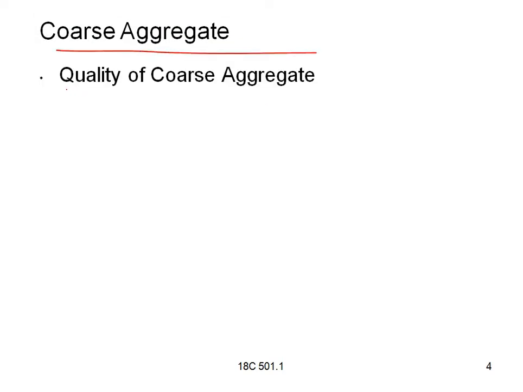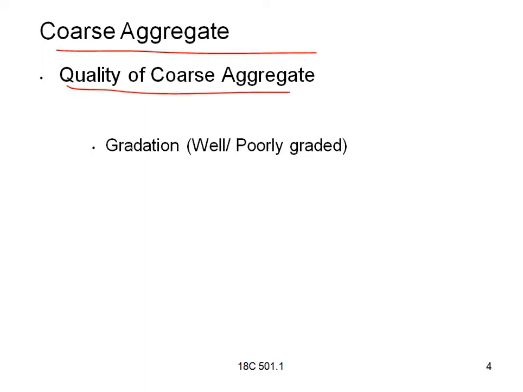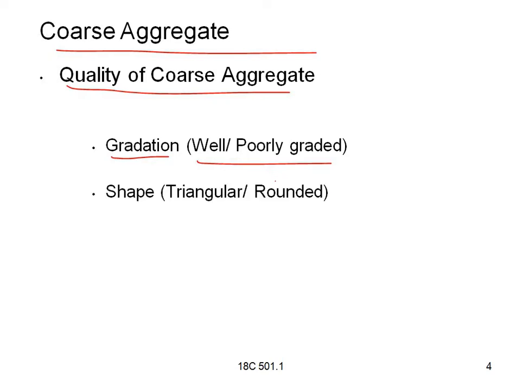The quality of the coarse aggregate should be checked. It is judged from the gradation, that is, well or poorly graded. This will be done from the quarries, and the dust will be washed away, and next we will be testing in the laboratories. So that is nothing but well or poorly graded, and the shape should be angular or rounded, okay.